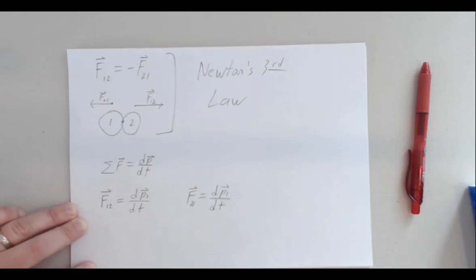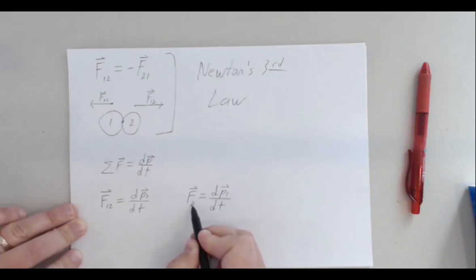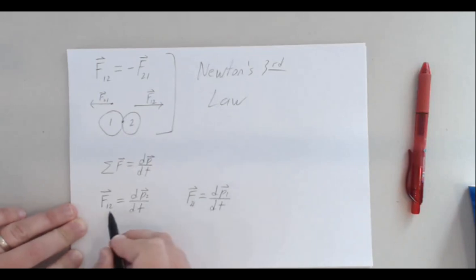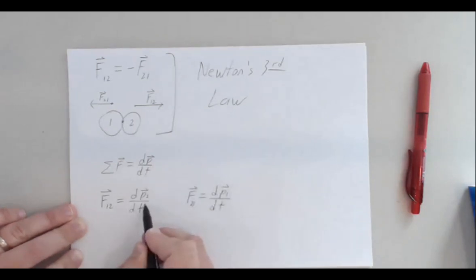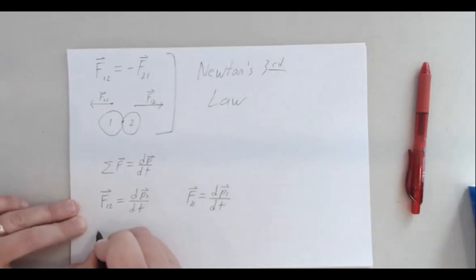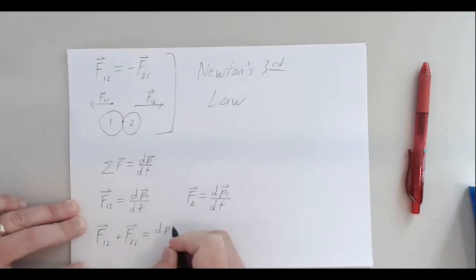And I can do that because I can add the same thing to both sides of the equation. So I can add whatever I want, right? I can add the force from object 2 on object 1 to this equation, and I can add the time rate of change of momentum of object 1 to this side of this equation. And what I get is something that's going to look like F12 plus F21 equals the time rate of change of the momentum of object 2 plus the time rate of change of the momentum of object 1.